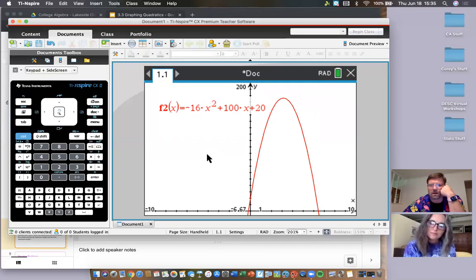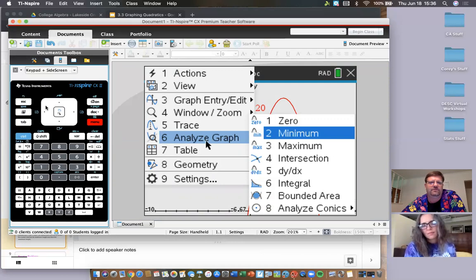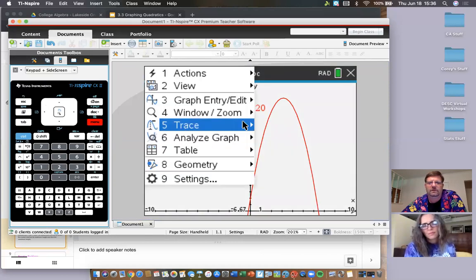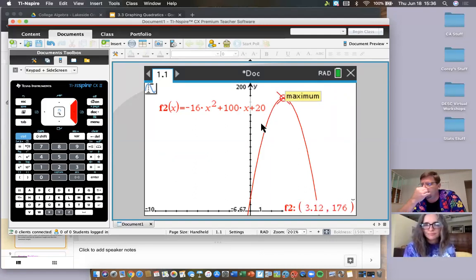Okay. So there's a couple different ways of finding a maximum on a graph. We can do the analyze graph feature. If you're familiar with the 84, you may have done a left-right guess thing, and that's kind of what this is. But I'm a big fan of just menu trace, graph trace, whatever floats. And the maximum occurs 3.12 seconds after launch. Okay, and the rocket will achieve a height of 176 feet.